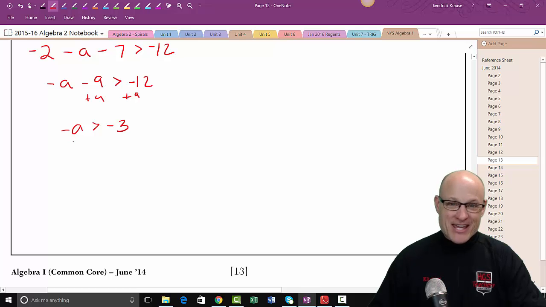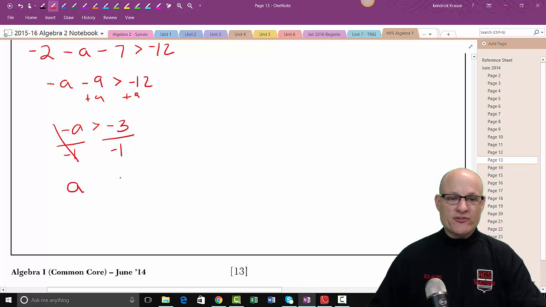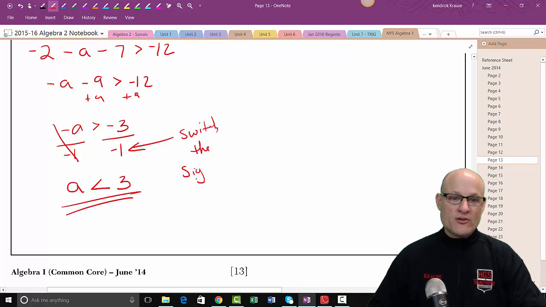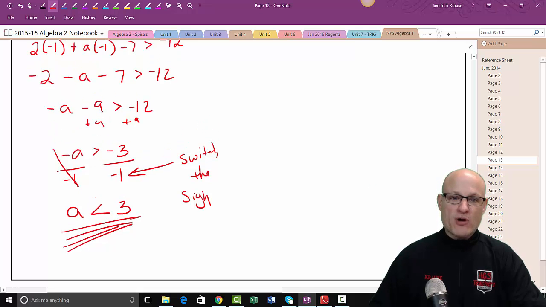But I don't have A by itself. I have -A. So I have to divide by a negative. And here's where they tried to trick you. A is less than 3. Remember, when you divide by a negative, you have to switch the sign. So I want A is less than 3. Not equal to 3, less than 3. Tricky part of this problem number 2.